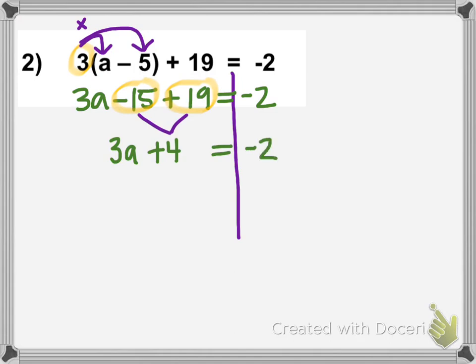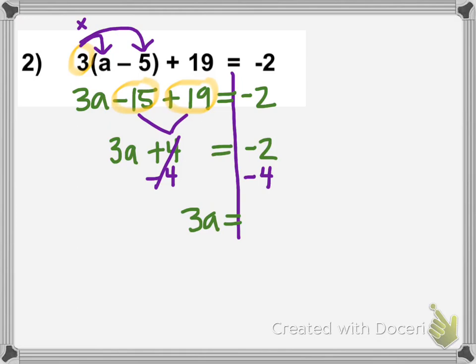Now I've got a two-step equation. This is where you feel free to pause it and try to solve it on your own now that you're starting to get a little bit better. Our variable is on the left. We need to move our constants to the right. The constant we need to move is that plus 4. The opposite of plus 4 is minus 4, so we're going to subtract it on both sides. If I subtract 4 from a positive 4, I get 0. So now on the left, we've got 3a. We're going to bring that down. Bring down your equal sign. On the right, we've got a negative 2.